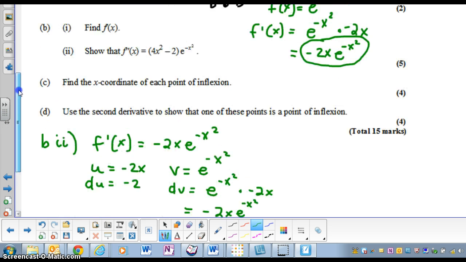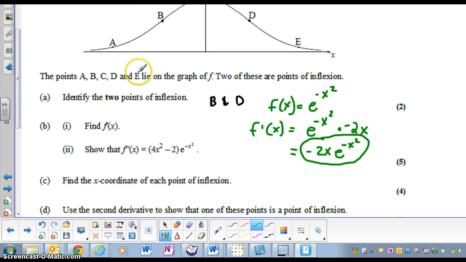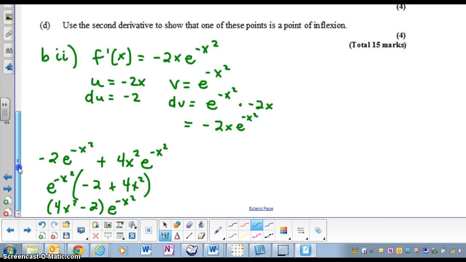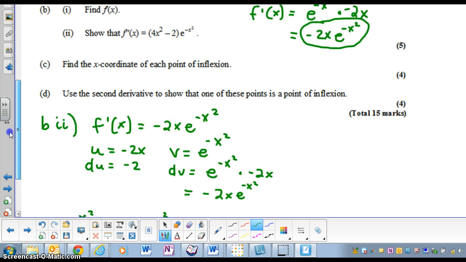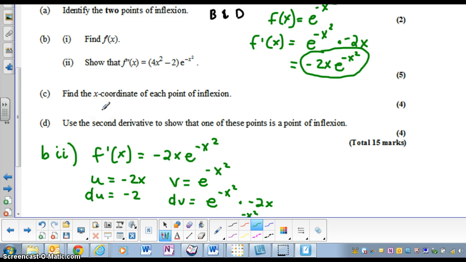Alright, let's see what C says. C asks us to find the x-coordinate of each point of inflection. So we need to find the x-coordinate of B and D. How can I do that? Remember, our point of inflection is found when our second derivative is set equal to 0. A lot of times the IB questions lead one step into the other. So if you ever get stuck, go back and see if you can use the part in front to help you remember what to do. In this case, it does lead directly in there, but do make sure you're understanding the question.